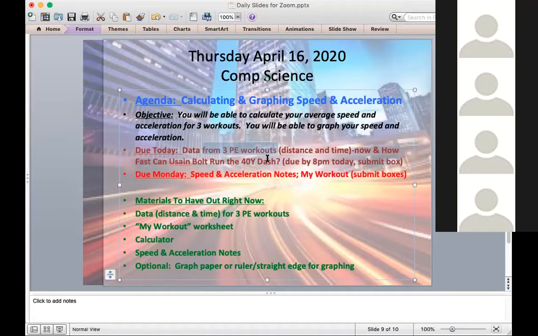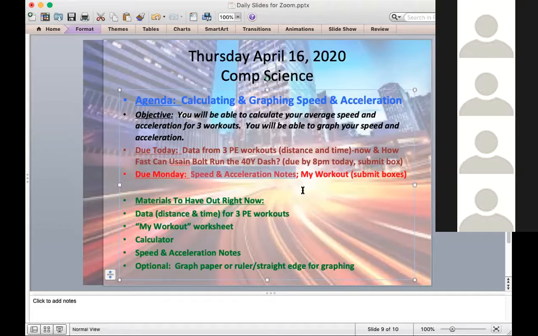That's due right now because you need to use it right now. And then on Monday, you will turn in the My Workout that we are going to do today. There's a submit box for that. And your speed and acceleration notes that we did on Tuesday. I told you guys that we would be turning them in later. I just wanted you to keep a hold of them so you would have them for today's assignment. But now that I think about it, you could submit them and still have them, now that we're doing this virtually and you're not handing in a real paper. Okay, but that's okay.